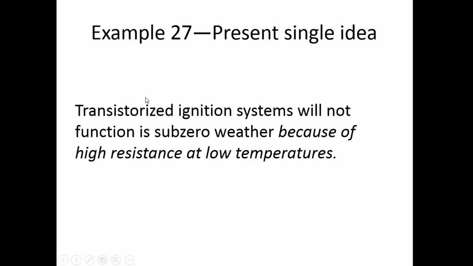One of the things that we tend to do a lot of times is we try to put too much into a true-false item. So, transistorized ignition systems will not function in sub-zero weather. That in and of itself is a true-false item. Then we go and add, because of high resistance at low temps. And then we don't know if they miss it. We don't know which part of that question they don't understand.